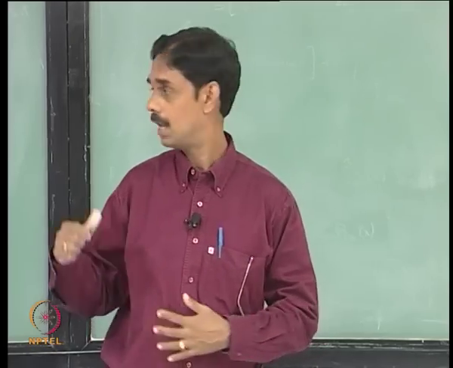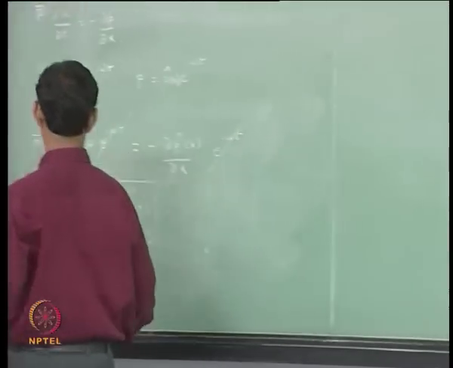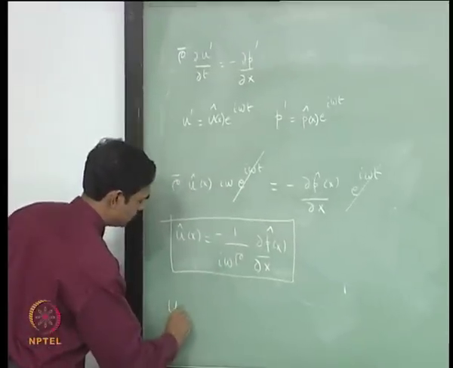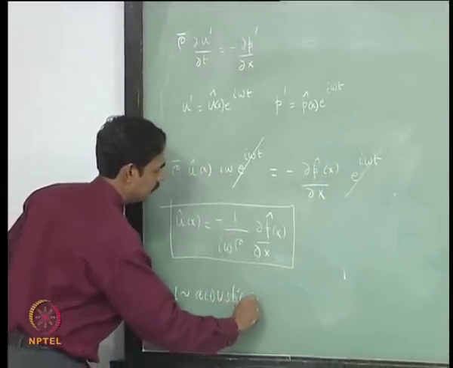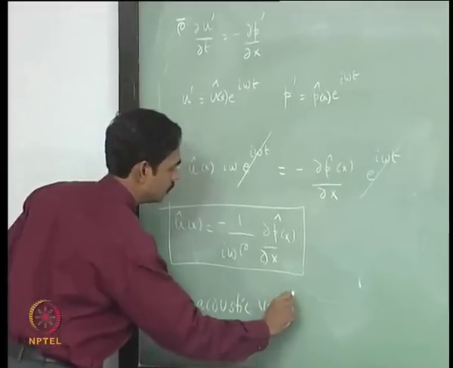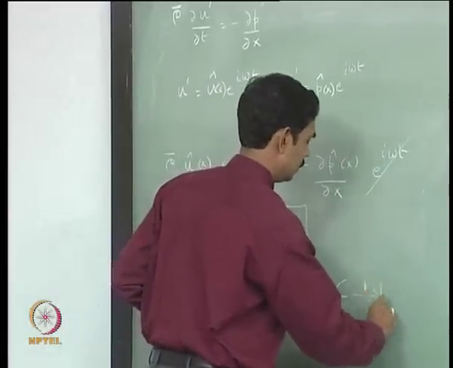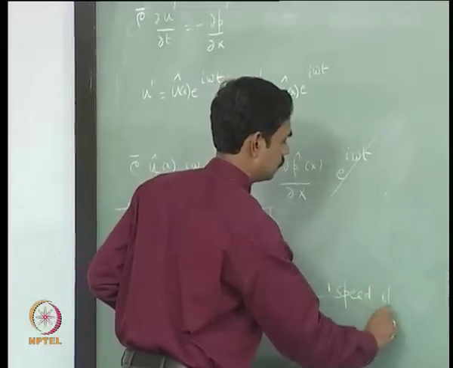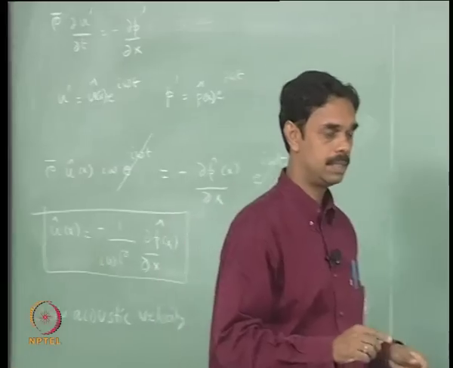This is very important, and when we say u hat of x, this u is called acoustic velocity, and this is different from c. c is the speed of sound. So please remember to distinguish between these two.